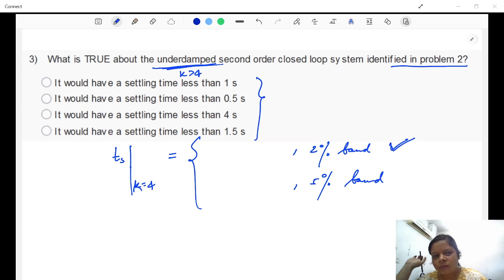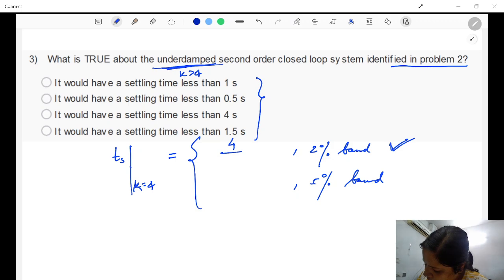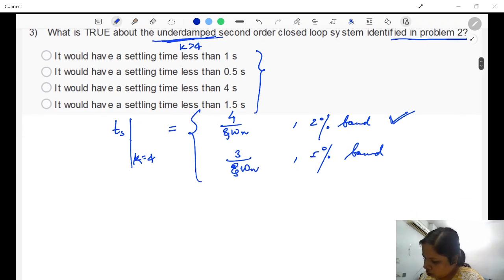40, madam. Sorry? 40. Time constant T. Yes, madam. Oh, no, I don't want it in terms of time constant. Rather, I want it in terms of zeta and omega n. Because the question we are solving, 4 by zeta omega n, madam. For 2% or 5%? 2%, madam. Right, 4 by zeta omega n. And zeta omega n is equal to 2. So 4 upon zeta omega n, which is the settling time in our case.